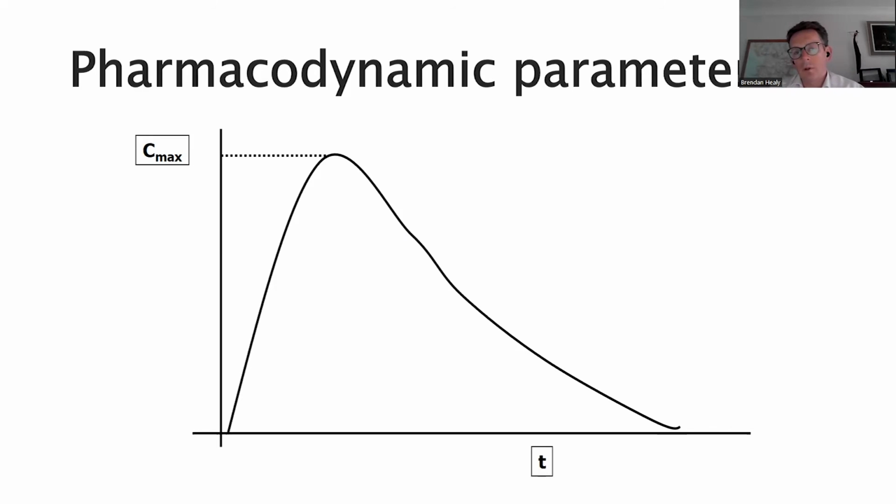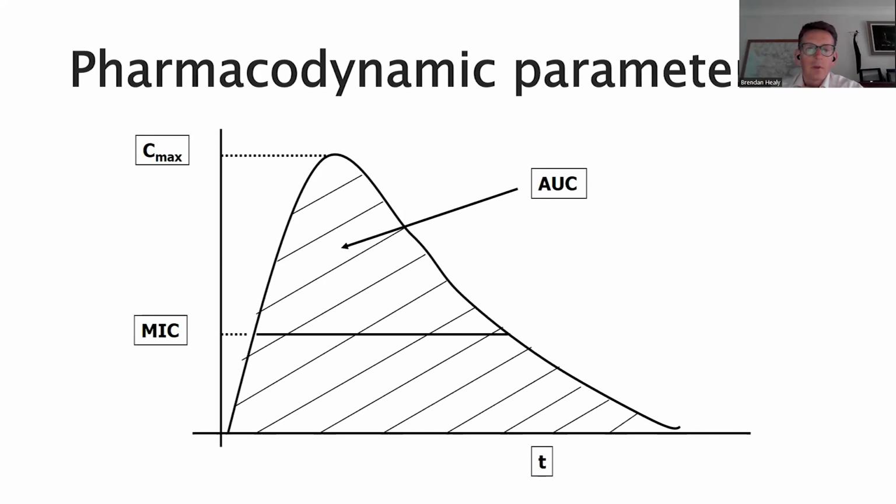Okay, so we know what the MIC is, and then we have to look at the pharmacodynamic parameters. When you give an antibiotic as a bolus, there are various parameters that you get. The Cmax is the maximum concentration of the antibiotic after you've given your bolus injection. This graph here shows the area under the curve. And this box here is the time where the antibiotic concentration is greater than the MIC.